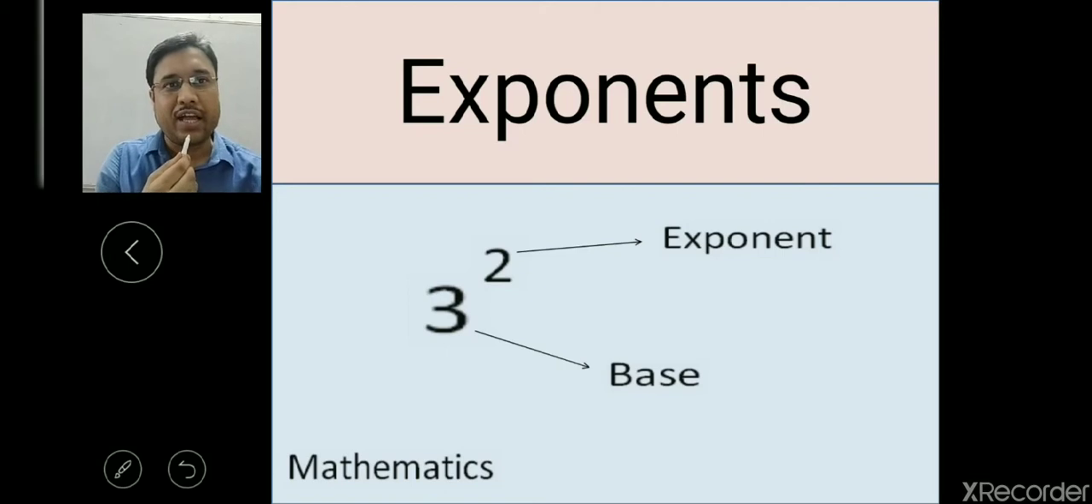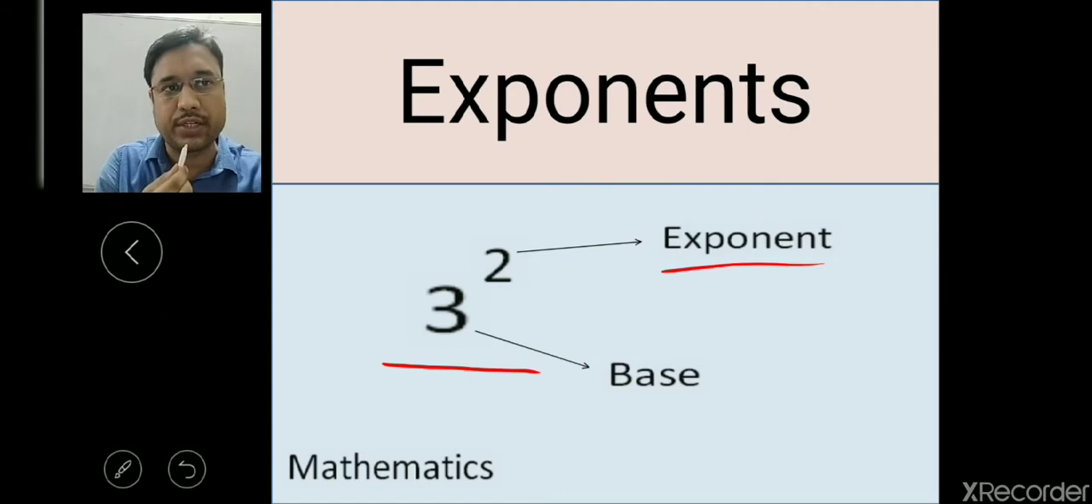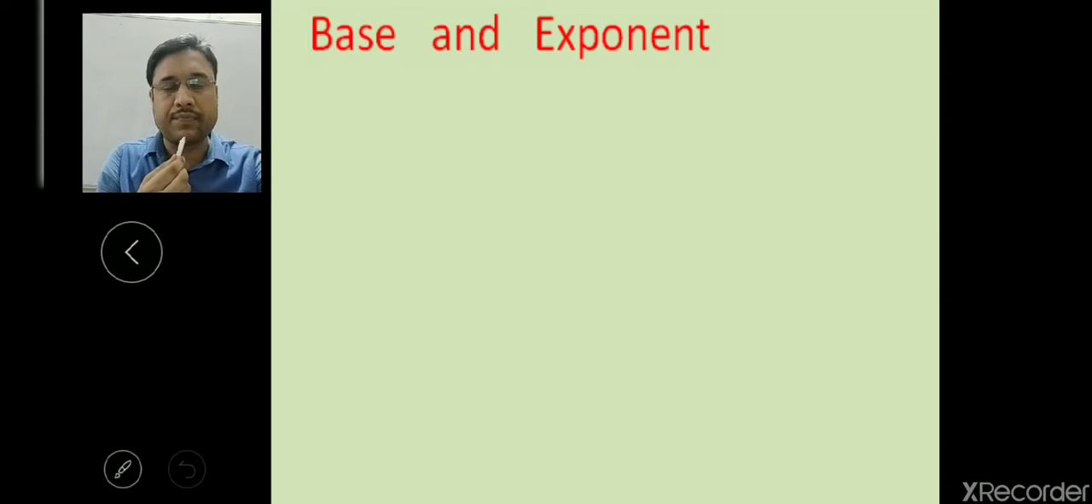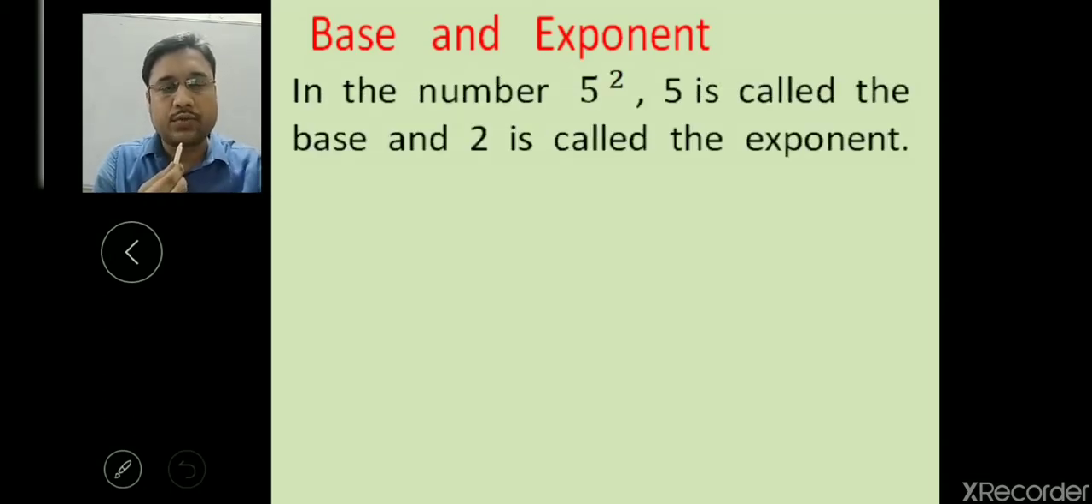Now as you can see here, I have explained 3 square, that means 3 to the power 2. So here 3 is the base and 2 is the exponent. The exponent or power is written upside here. So in detail we can understand here the concept of base and exponent. Okay, so we can define it like that.